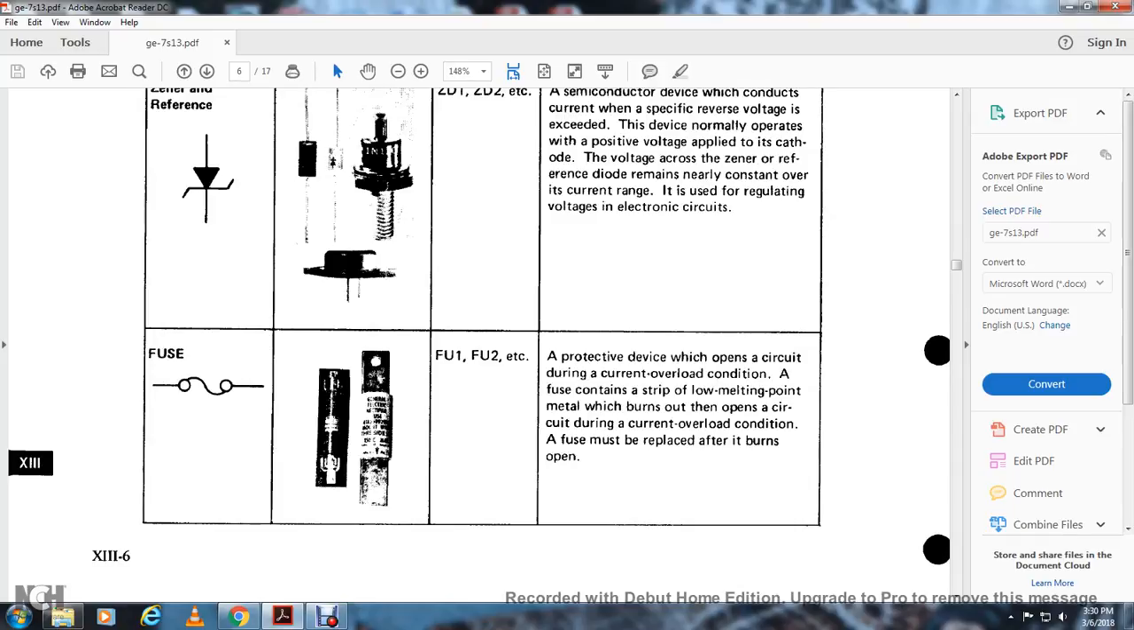Alright, then you have your fuse, which is a squiggly line in between two open dots. The fuse stands for FU1, FU2. An accessory protective device which opens the circuit during a current overload condition. A fuse contains a strip of low melting point metal which burns out to open the circuit during current overload conditions. The fuse must be replaced after it burns open.